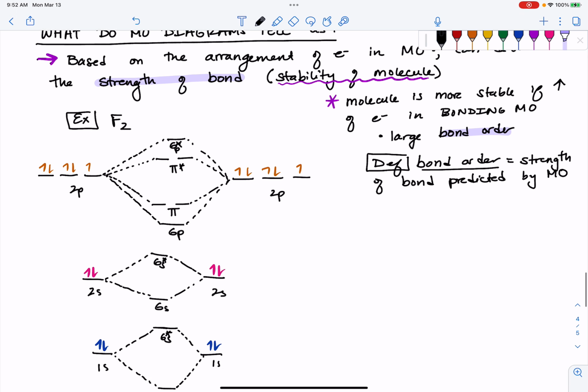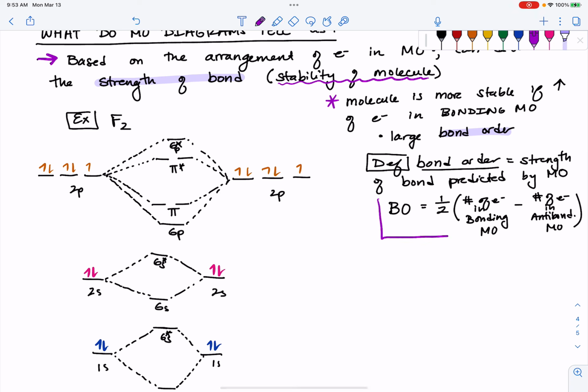So how do we calculate bond order? So bond order, BO, is equal to 1/2 times the difference between the number of electrons in bonding type molecular orbitals minus the number of electrons in antibonding type molecular orbitals. So bond order is the strength of a bond.